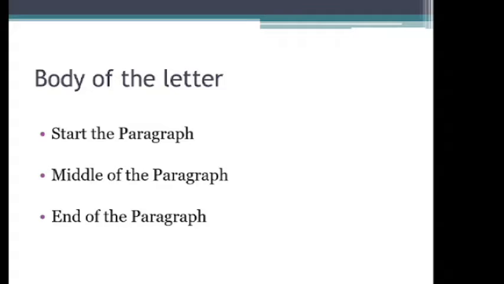Now coming to the body of the letter. After we write the salutation, we divide it into 3 parts: the start of the paragraph, the middle of the paragraph, and the end of the paragraph. There are certain things we write at the beginning, certain things we mention in the middle, and certain things we write at the end of the paragraph.